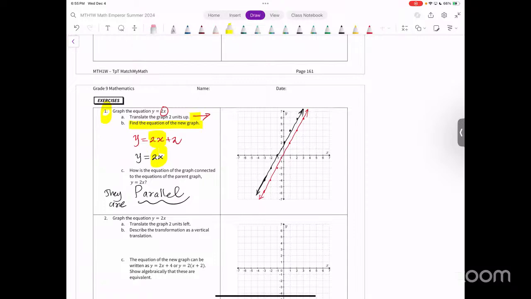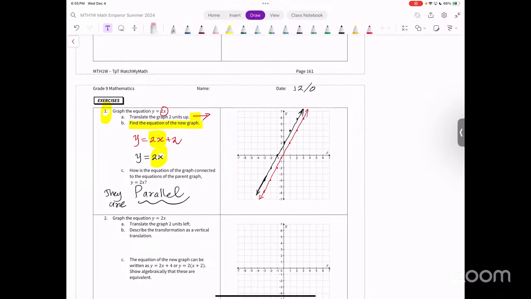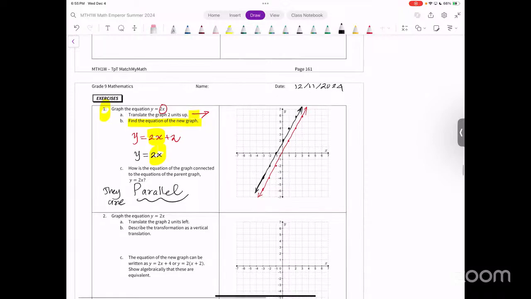The exercise is due next class. When you come back next class, it's just one page. 12, 11, 2024. You guys get to do the transformation chart.